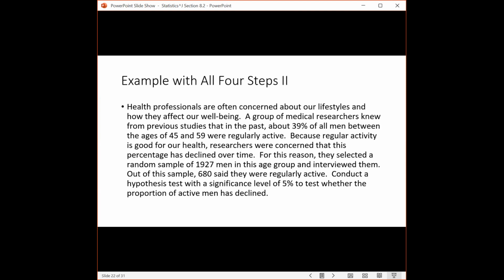Out of this sample, 680 said they were regularly active. Conduct a hypothesis test with a significance level of 5% to test whether the proportion of active men has declined.